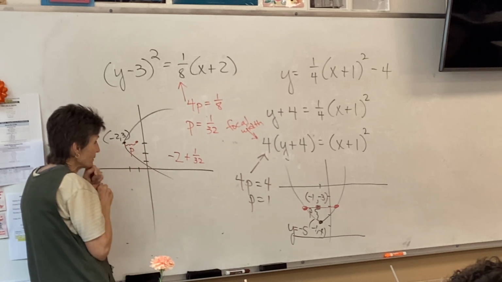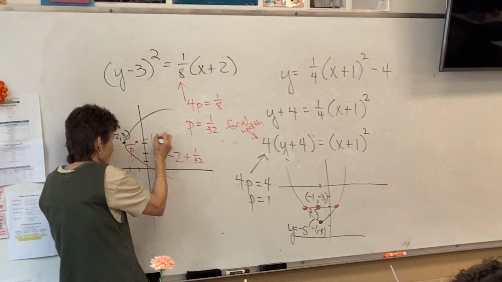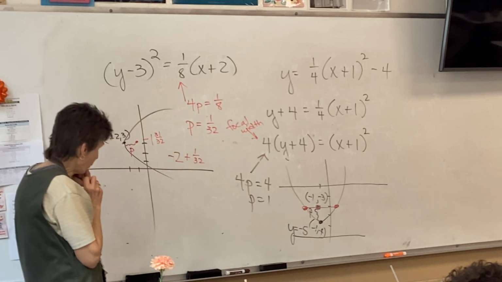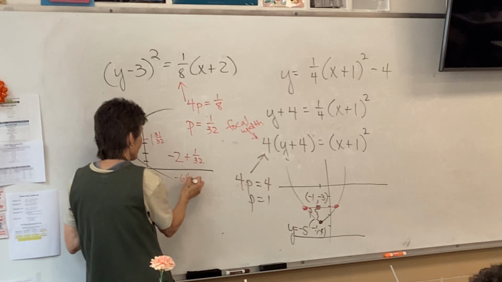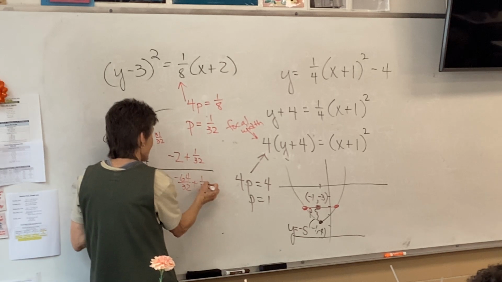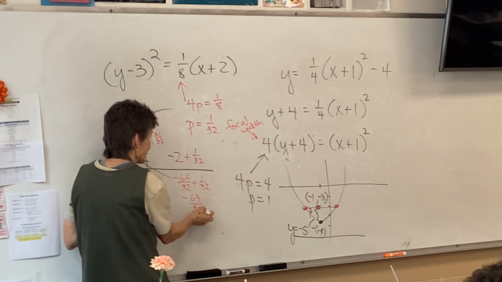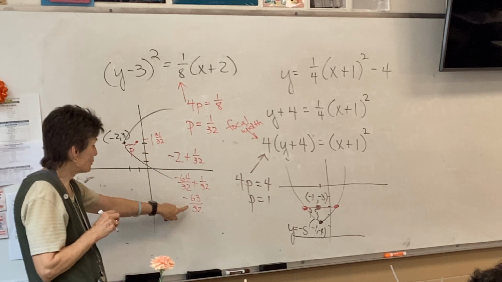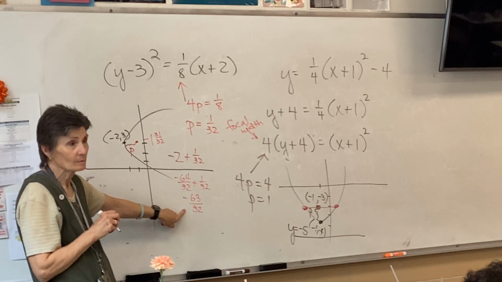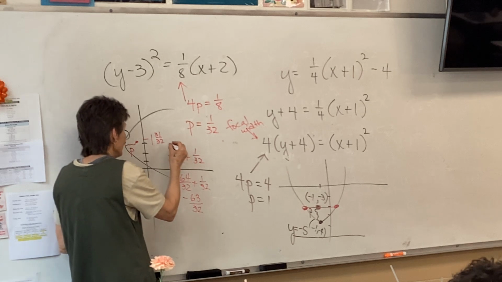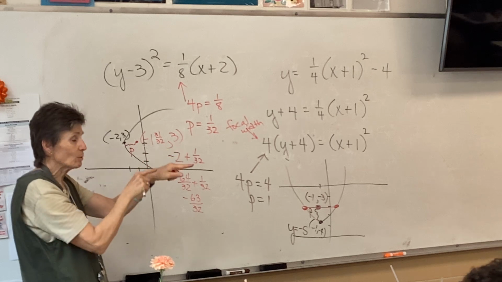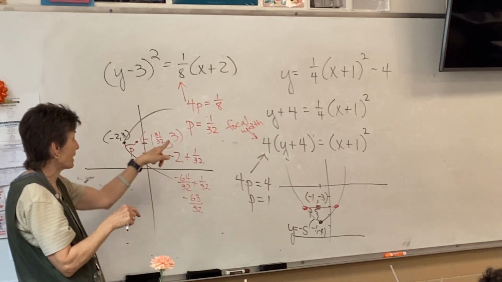Okay, so I can do that a couple different ways. I can either say -1 and 31/32. Would that work? Or I could get a common denominator and say -63/32, whichever way you want to do it. You can use a mixed number, or you can do an improper fraction. Comma, 3, because you went straight sideways, so your y coordinate didn't change. Focus is a point, got an ordered pair.